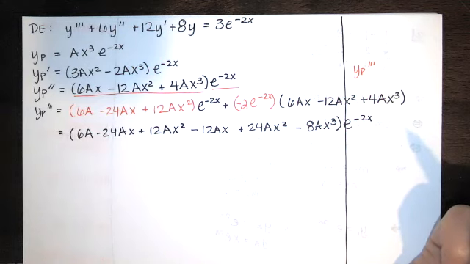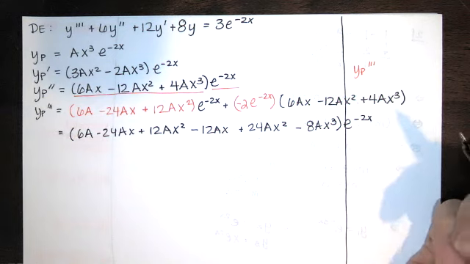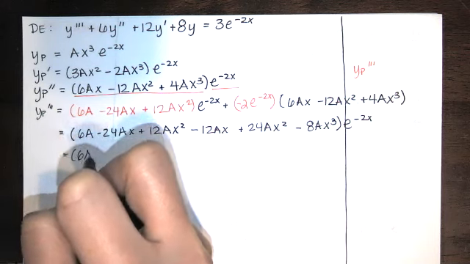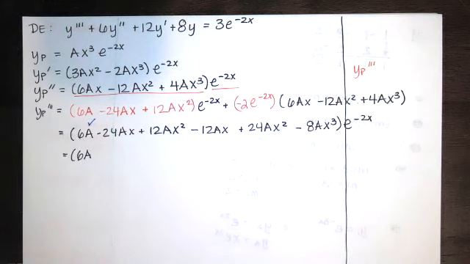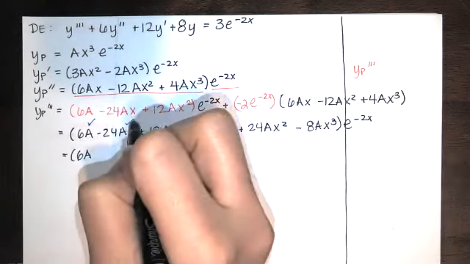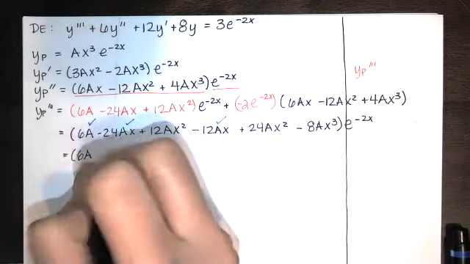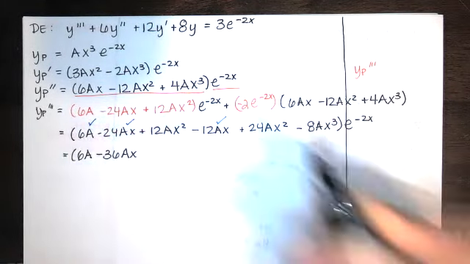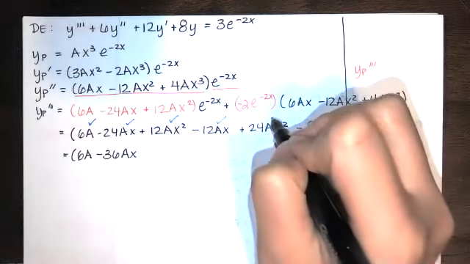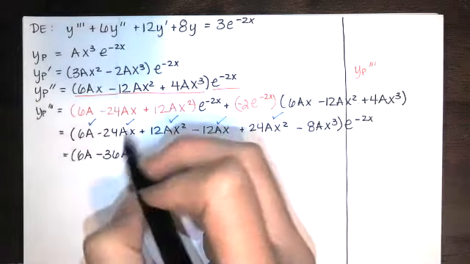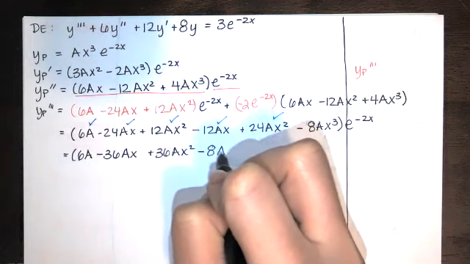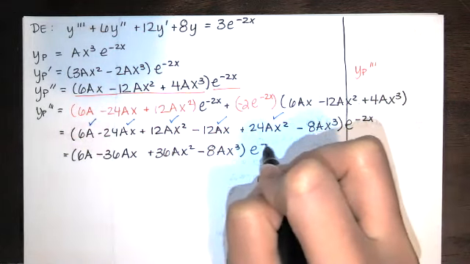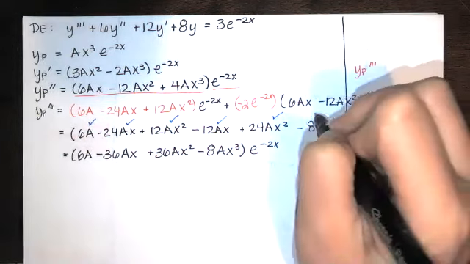And then we want to simplify wherever we can. Can we simplify anywhere? Let's see. I've got a constant term, that's the 6a, so it's still there. I'm going to check these off as I go. Then I have x terms. I've got a negative 24ax minus 12ax. That's going to be negative 36ax. 12ax squared plus 24ax squared is 36ax squared. And then we have minus 8 times a times x cubed. And that entire polynomial is multiplied by the exponential.